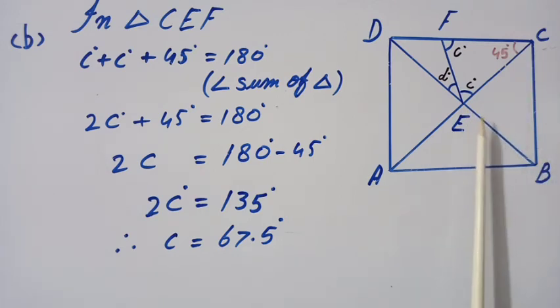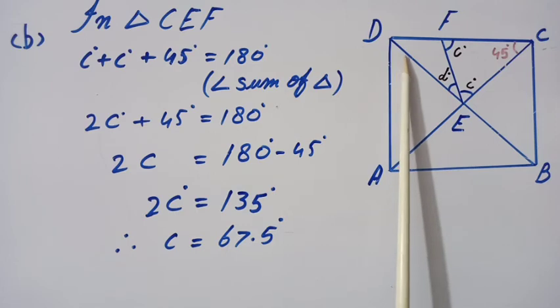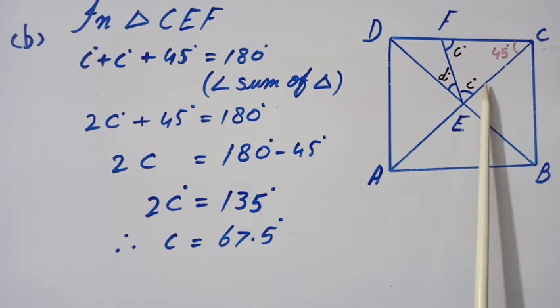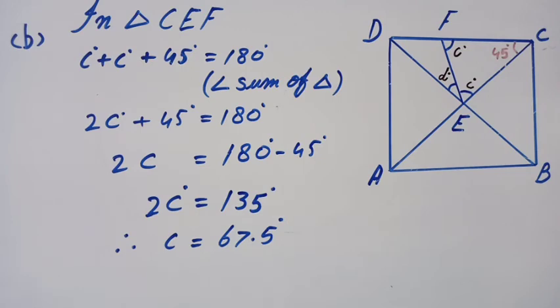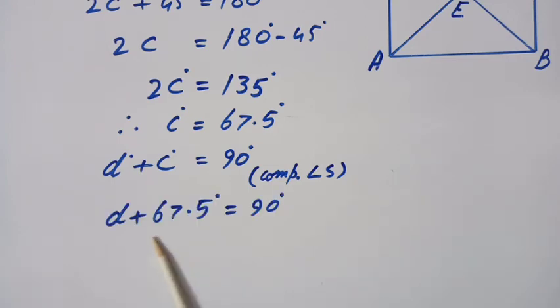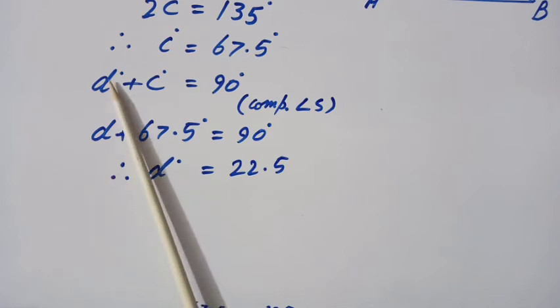मैंने पहले भी जिक्र किया कि the diagonals in the square intersect one another at an angle of 90 degree. So D plus C would be of 90 degree. D plus C is equal to 90 degree because of complementary angles. Now 67.5 shifted to the other side with change in its sign. D is equal to 22.5. Hence we have found the value of D and the value of C, right?